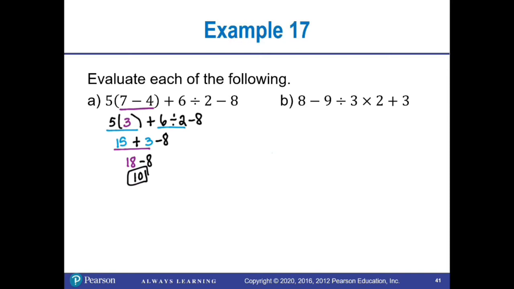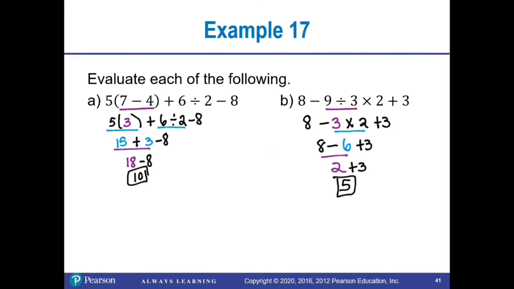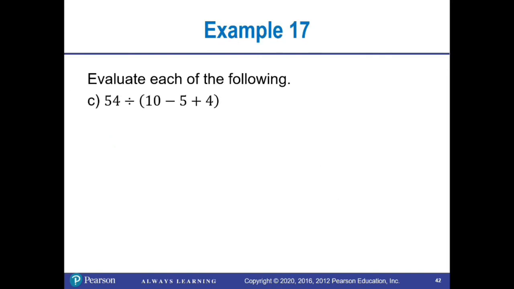In part B, we don't have any parentheses, we don't have any exponents. So we start with our multiplication and division. They are performed in order from left to right. So here the division is performed first. 9 divided by 3 is 3. Bring down the rest of the problem. We still have multiplication. Multiplication comes before addition and subtraction. 3 times 2 is 6, and bring down the rest of the problem. 8 minus 6 is 2, plus 3 gives us an answer of 5.